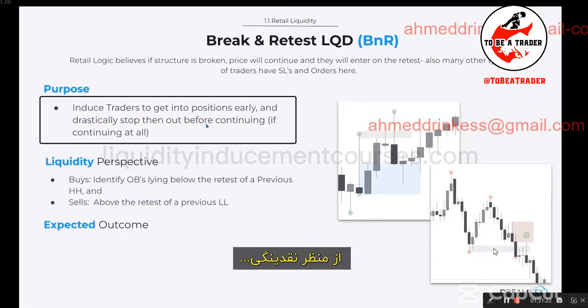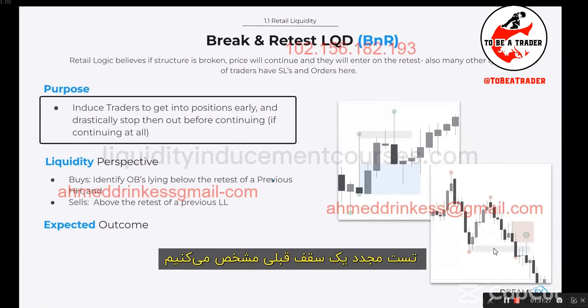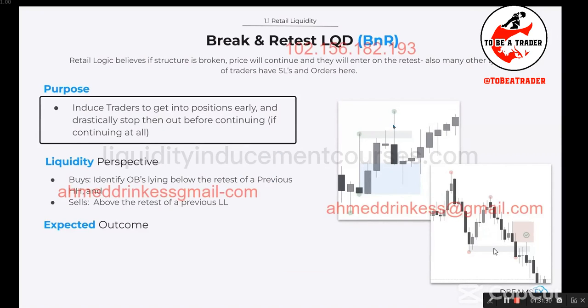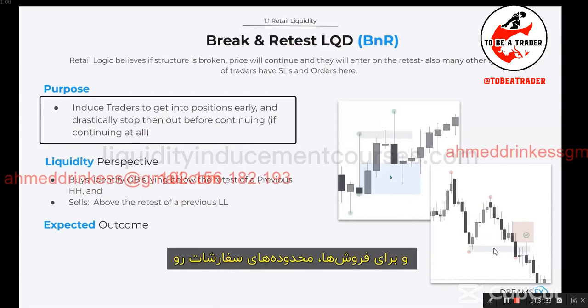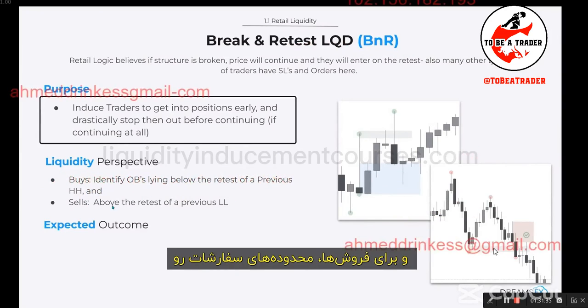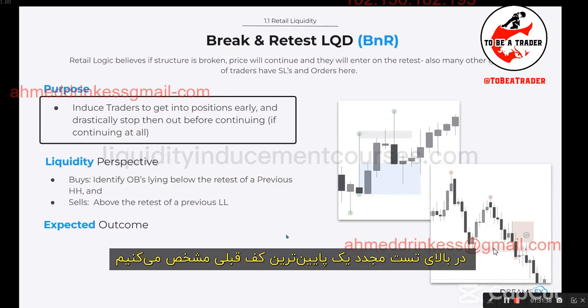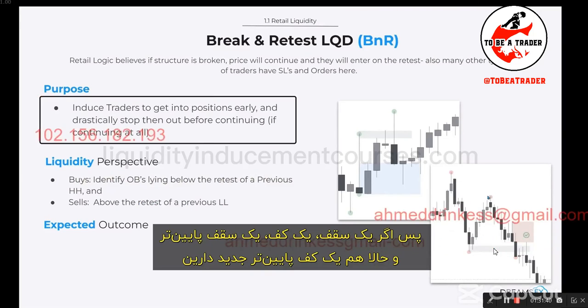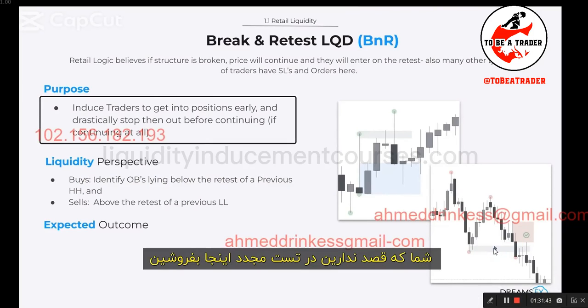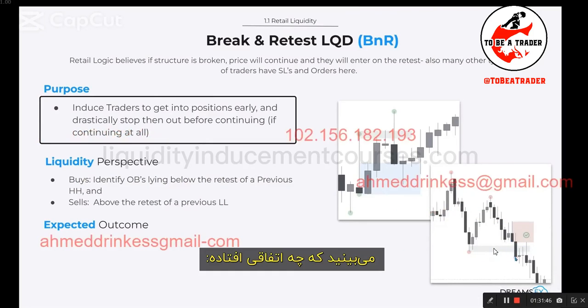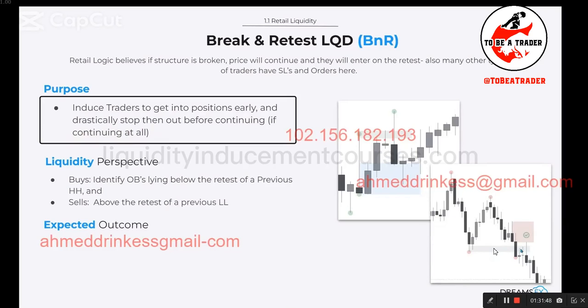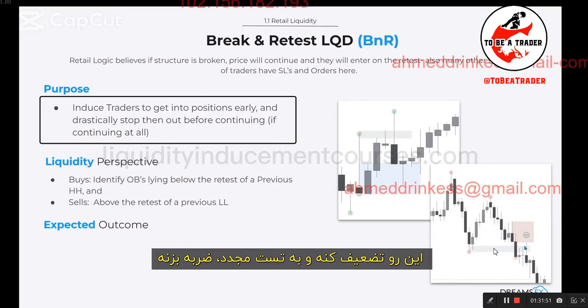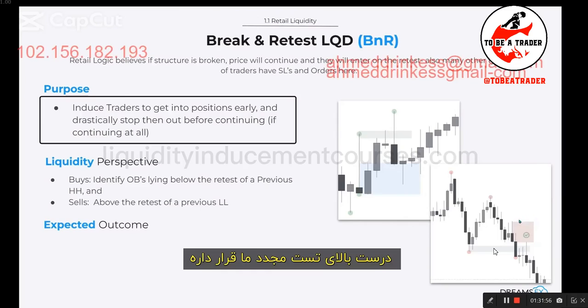From a liquidity perspective, we identify the order blocks below the retest of a previous high. So below the retest of here, we identify an order block. And for sells, we identify order blocks above the retest of a previous lower low. So if you have a high, a low, a lower high, and then a new lower low, you don't want to sell on the retest of this right here. You see what happened. Price came to mitigate this or tap that retest, gave a small reaction, but then came up to the order block right above our retest, and then ended up going lower.